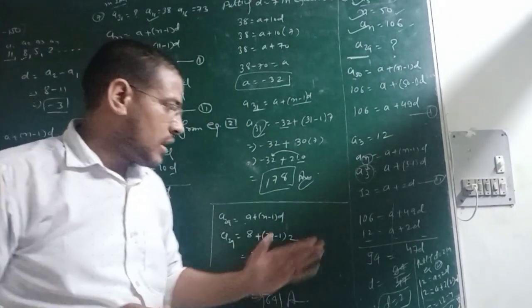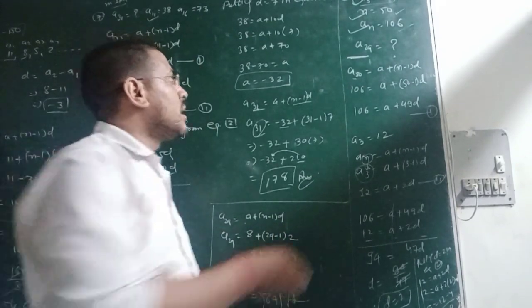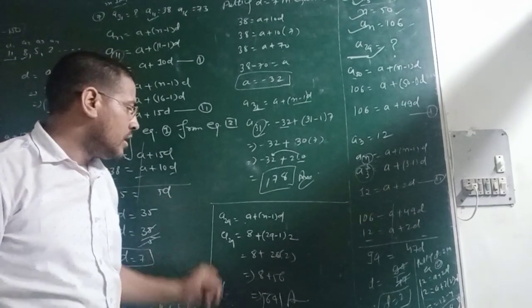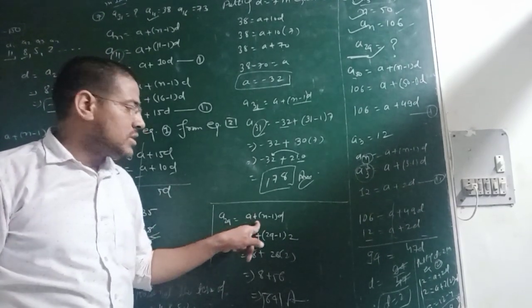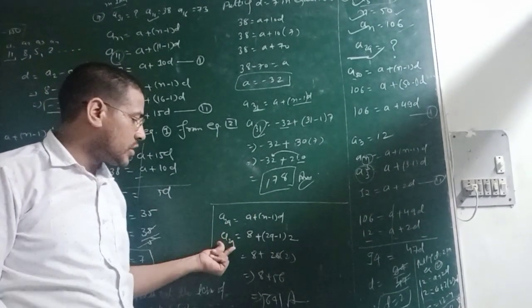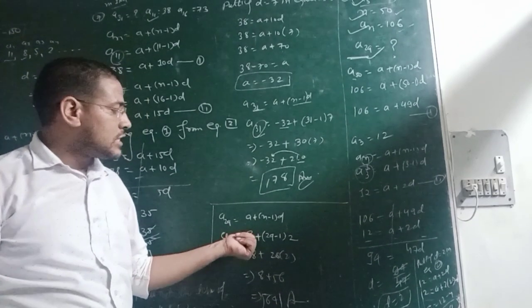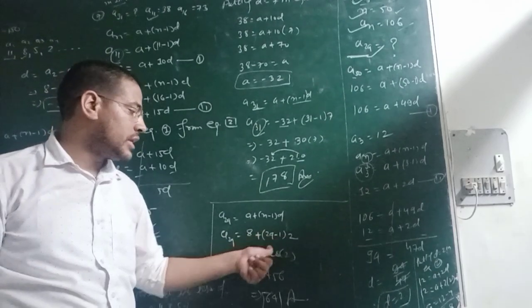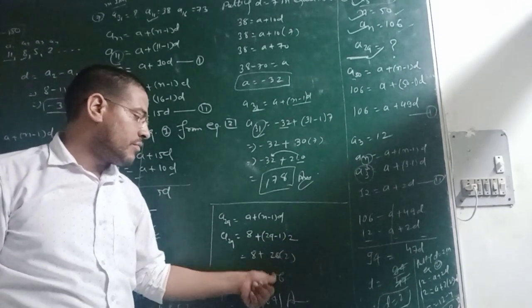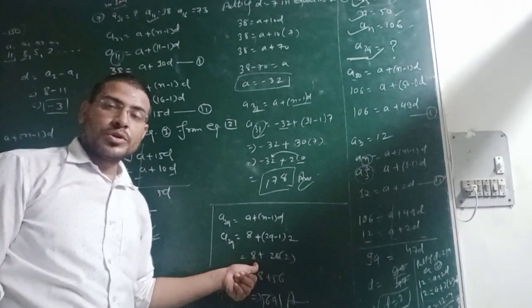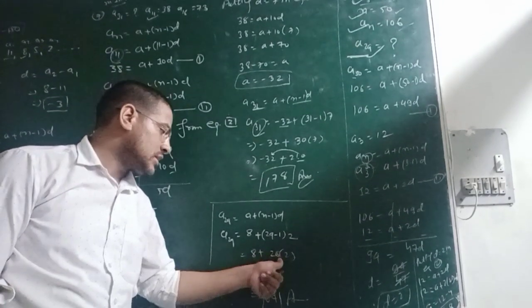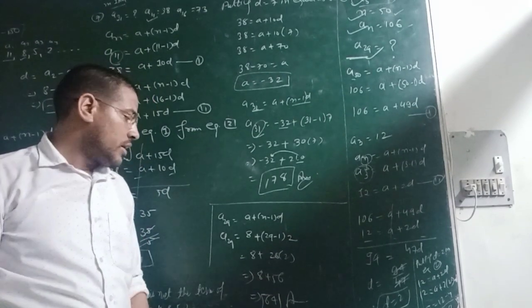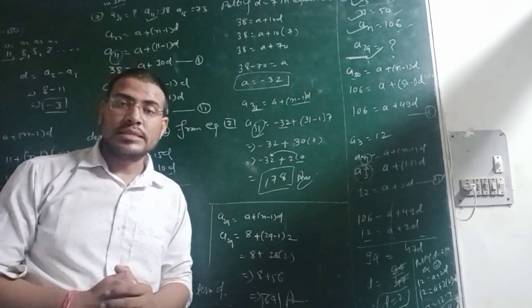But a is there, d is there. What have they demanded? They have demanded a29, meaning the 29th term is demanded. A29 is equal to a plus n minus 1 d. So the 29th term is equal to a plus n minus 1 d. N stands for 29. 29 minus 1, 28 into 2. So it will be 56. And a is also in the addition. So 56 plus 8 will be 64. So this is the A29 value that we found, that is 64.